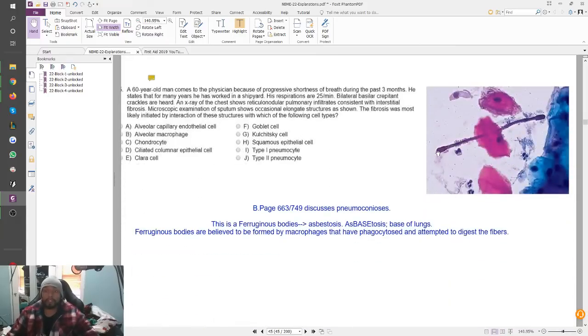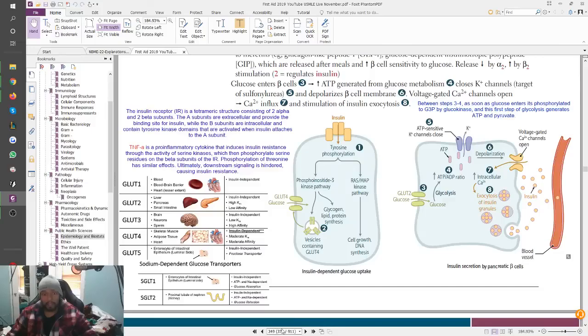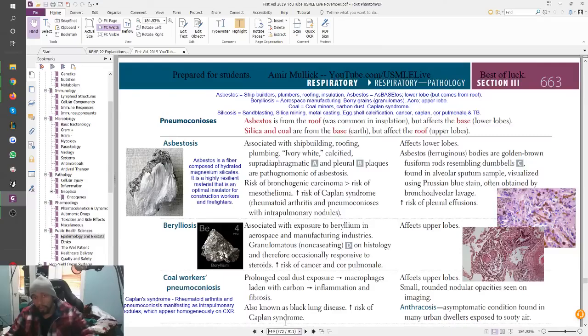This one was a really nice image. They did a really good job picking this. What I often call it, it looks like a cotton swab, the ones that you use to clean your ear. So this is actually a ferruginous body, and anytime you see an image like this, you need to think of that immediately. It's in for a state 2.